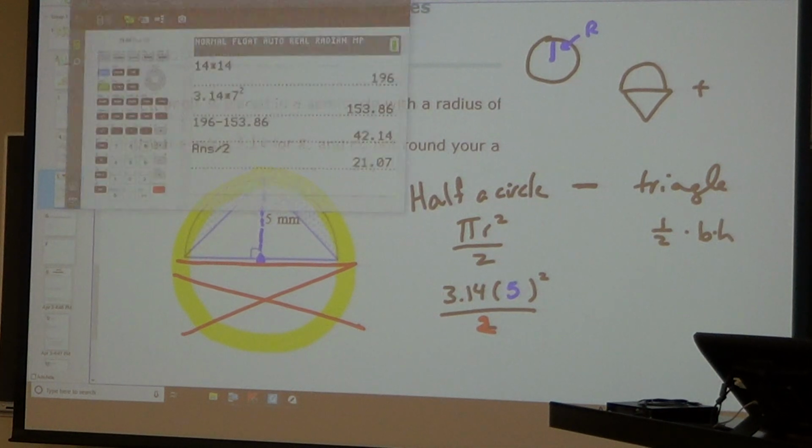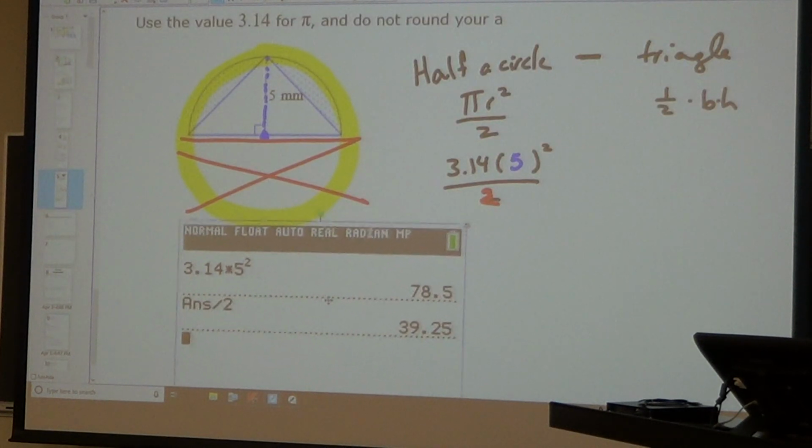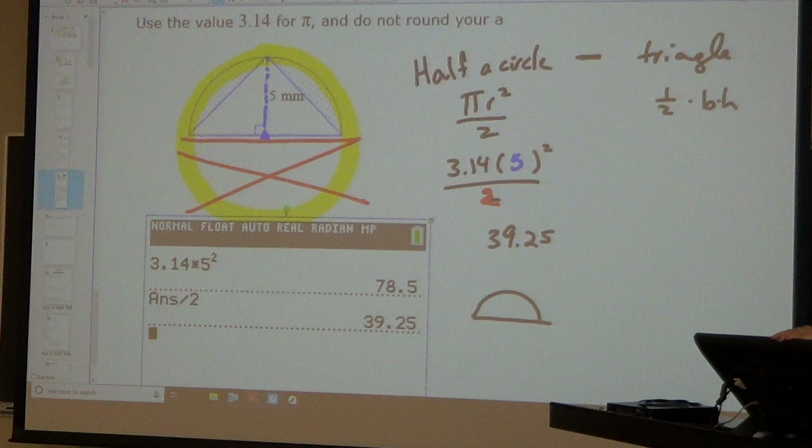So I'm gonna come over here and I'm gonna do 3.14 times 5 to the second, and then I'm gonna cut it in half. So 39.25 represents half a circle. So right now, this is where we are. We have half a circle. We now are headed towards my triangle.